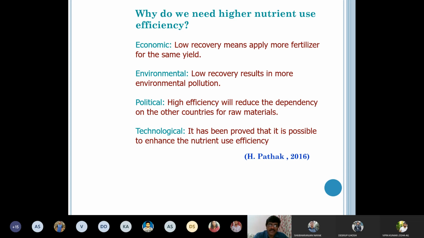That means we should enhance nutrient use efficiency. And technology is available now. People have shown through experimentation that nutrient use efficiency, particularly in the case of nitrogen, can be achieved at 60%. Instead of 30, we can double it up to 60%, but it is still low.